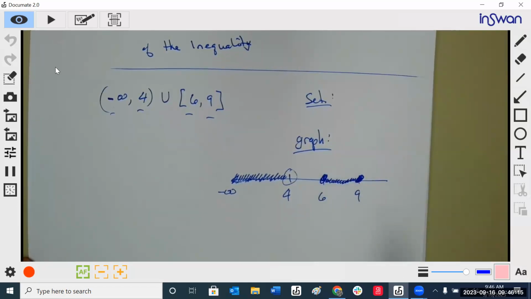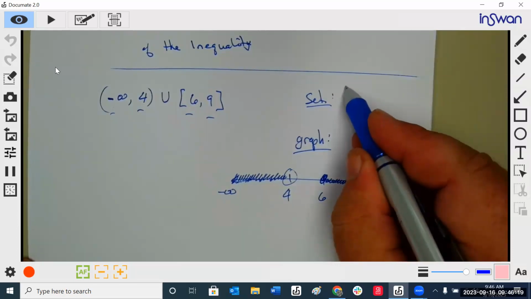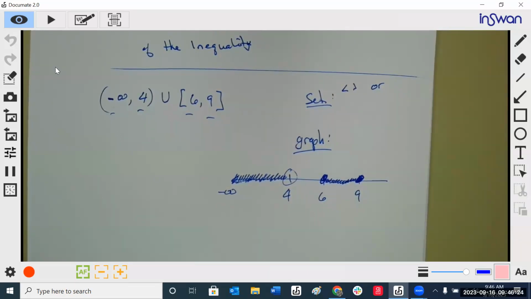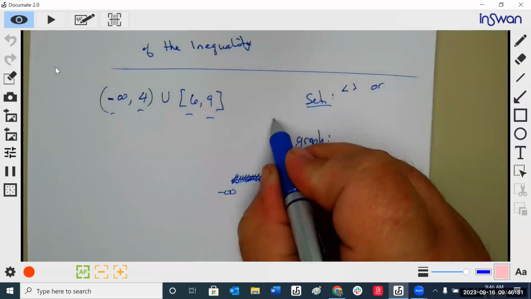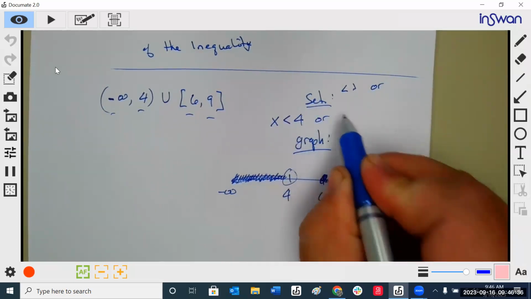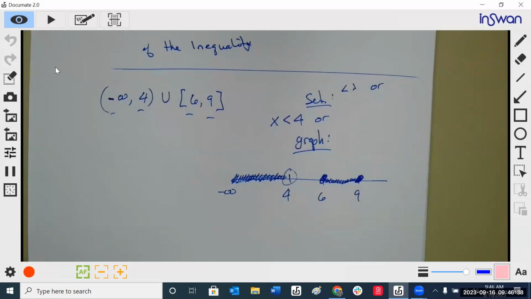So how would I put it in set notation? Remember, set notation uses the pointy arrows and the word or. How would I write this one? Yep. X is strictly less than 4, or, remember, the shaded part is the X. Where is X?